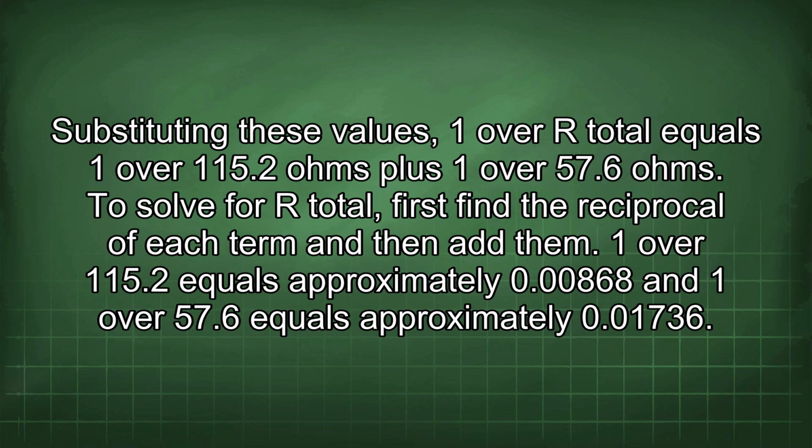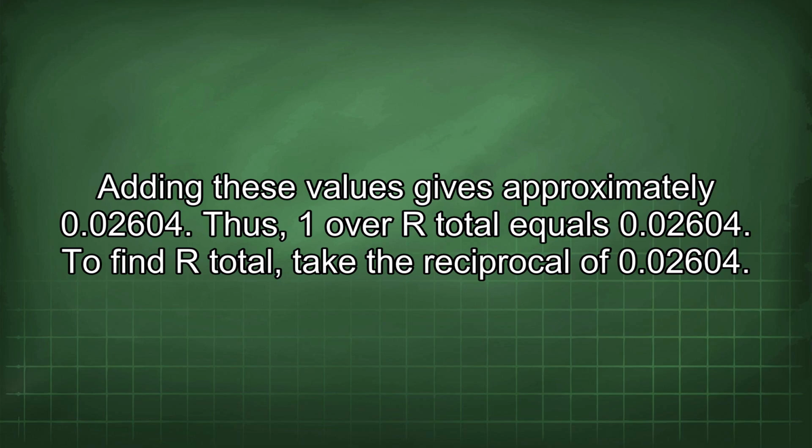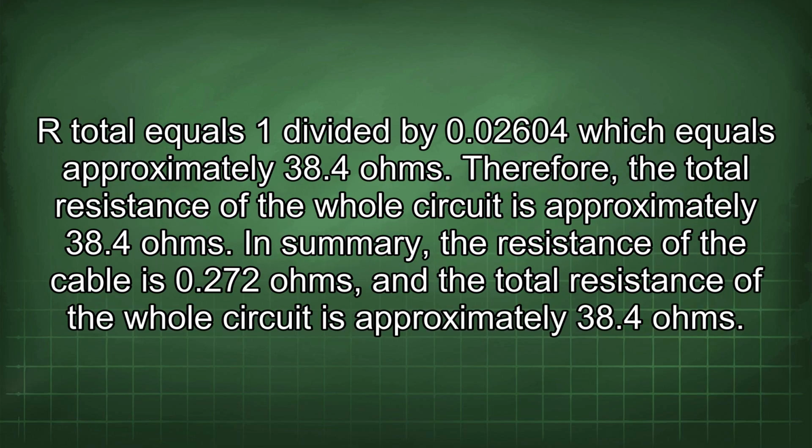1 over 115.2 equals approximately 0.868 and 1 over 57.6 equals approximately 0.1736. Adding these values gives approximately 0.2604. Thus, 1 over R total equals 0.2604. To find R total, take the reciprocal of 0.2604. R total equals 1 divided by 0.2604, which equals approximately 38.4 ohms. Therefore, the total resistance of the whole circuit is approximately 38.4 ohms.